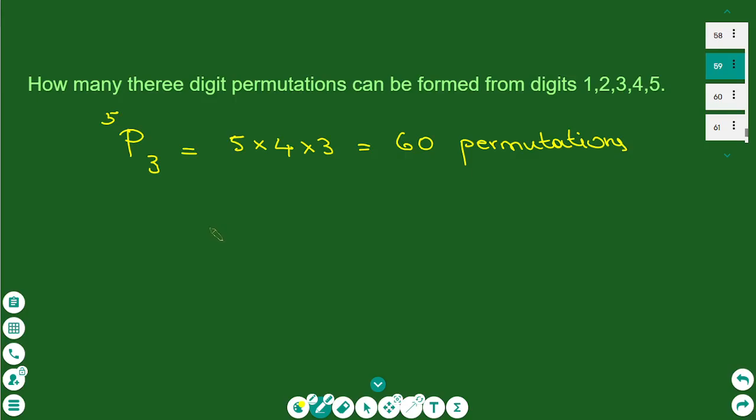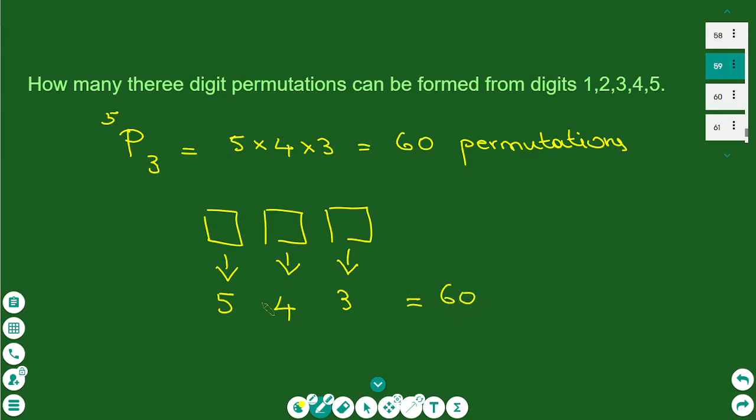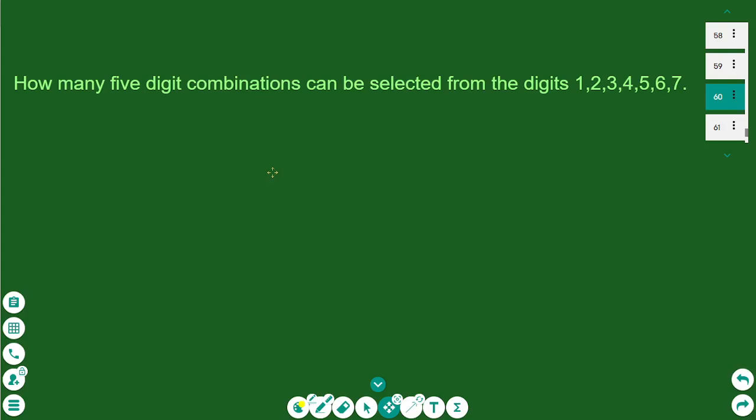Another way of looking at this is with 3 digits. The number needs to have 3 digits. How many possibilities for the first digit? 5. How many possibilities for the second digit? 4, because I don't want to repeat the first selected. And how many possibilities for the third digit? 3. So we multiply these options and we find 60. The digits cannot be repeated. That is why you have 5 times 4 times 3. So it's 60 permutations. And let's move to the next example.